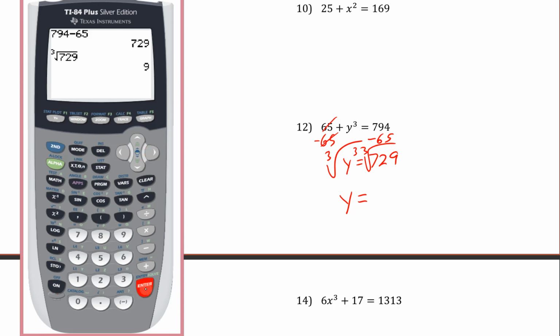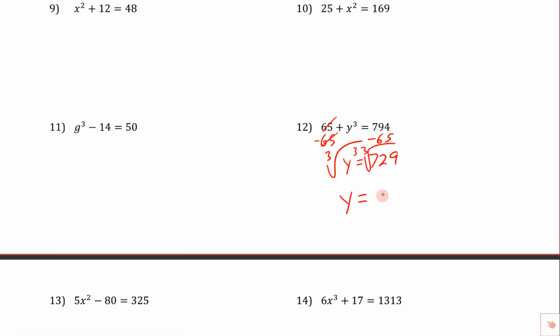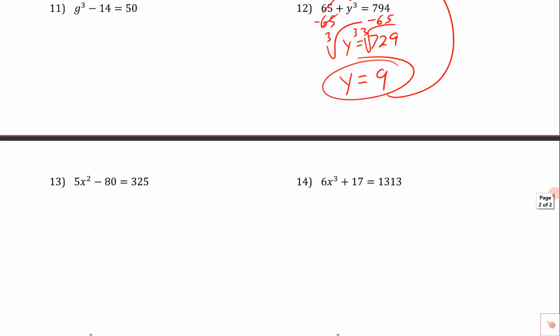So that is 9 cubed. Okay, so we end up with a really nice answer on this one. We end up with a 9. And again, what that means is if we were to plug that right in there, it would make that a true equation. Okay, so we've got that one done. Now I want to take a look at number 15.